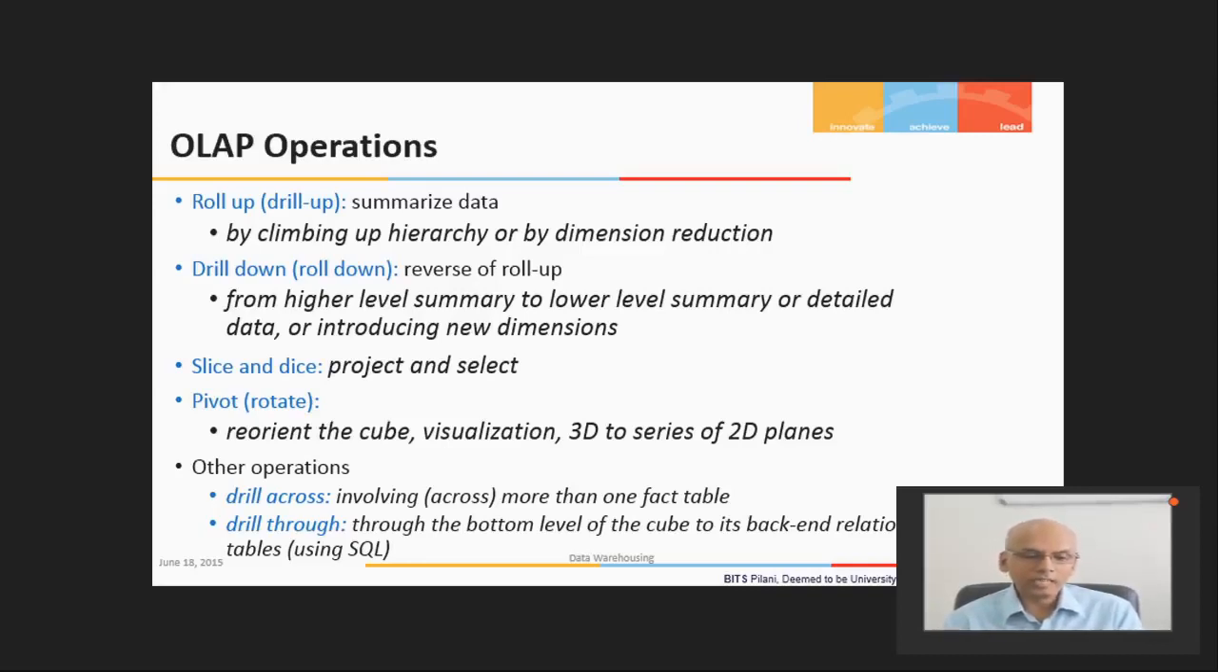And then another one is a drill through. So you have stored the information at a particular level of summary in the multidimensional database, and then you want to go to the backend relational database and get some of the details that will not be available in the cube.